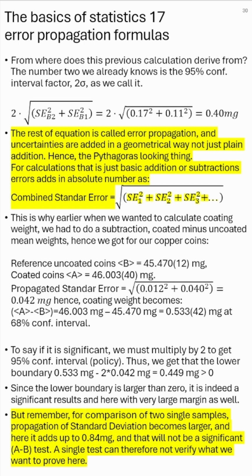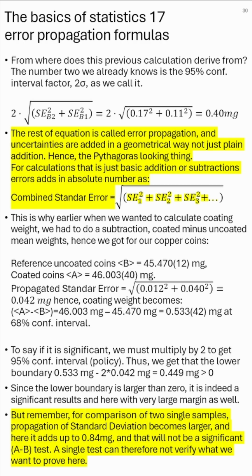The basics of statistics 17, error propagation formulas. So where do these previous calculations derive from? When I say that we calculate the combined standard errors via this Pythagoras-looking square root thing, we already know that the factor of 2 comes from that 95% confidence interval. But the square root thing, what's that? That comes from what we call error propagation.